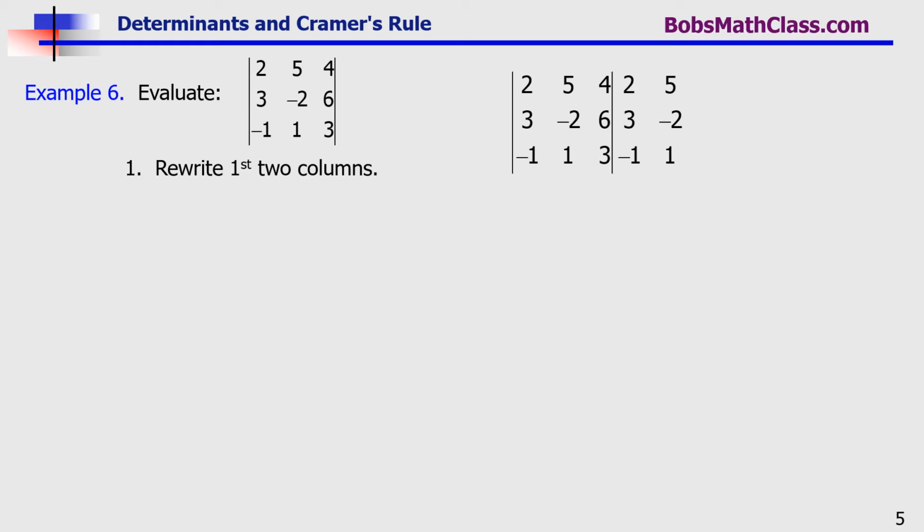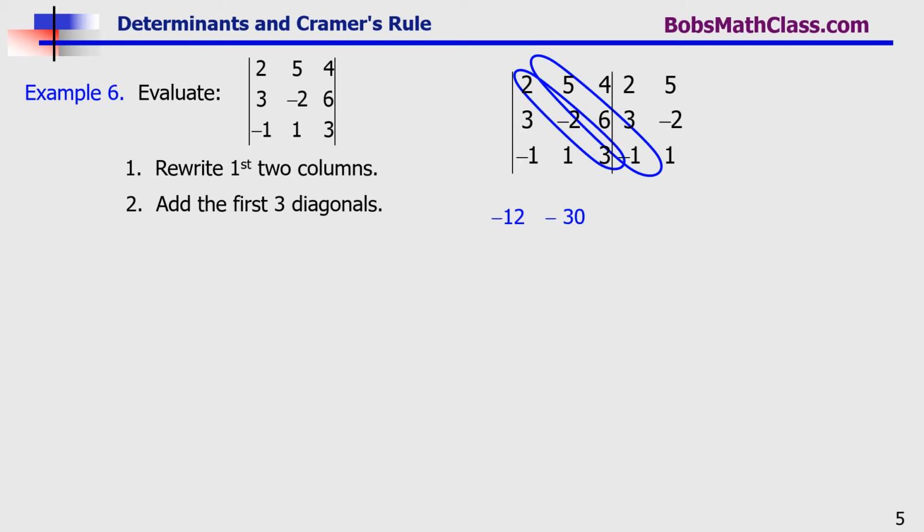So our 4th column is 2, 3, negative 1. And our 5th column is 5, negative 2, 1. All right, now we start with our first 3 diagonals. So start with the 2 at the top row. The first number on the top row in the first column, that's our first diagonal. There it is. And that gives us negative 12. 2 times 2 times 3 is 12, and it's a negative because that 2 in the middle is a negative, so it's negative 12.